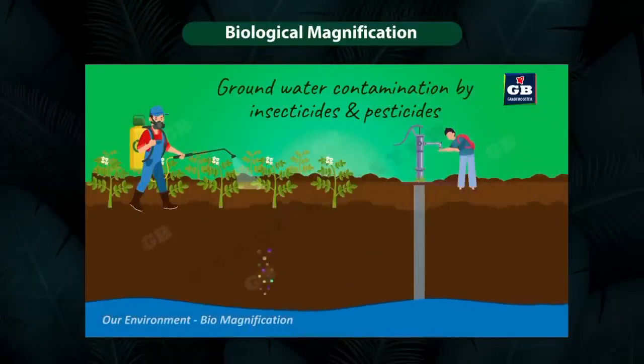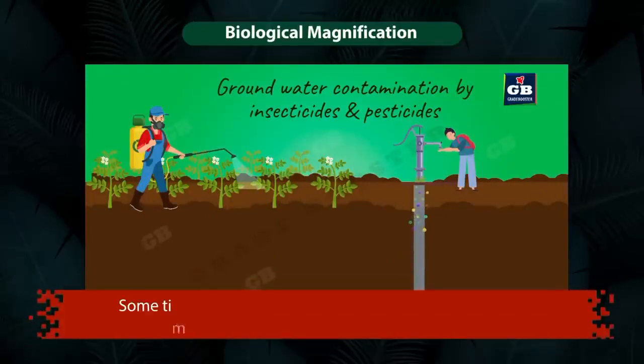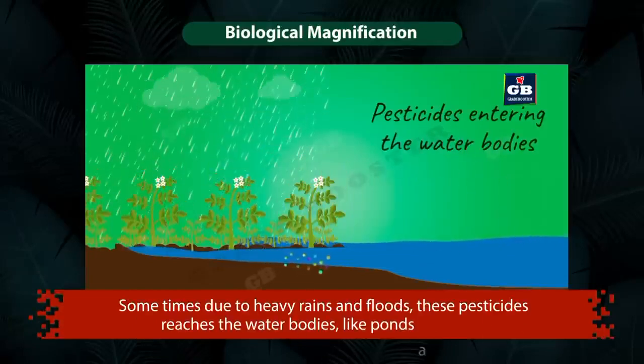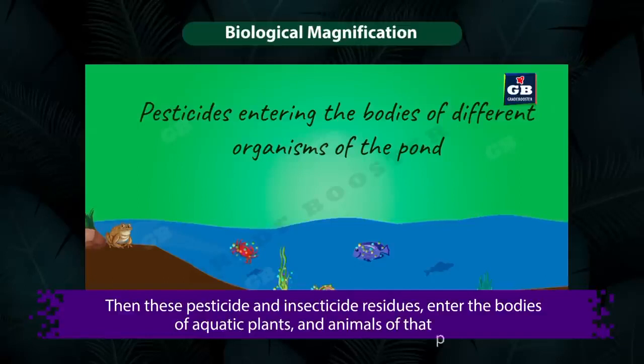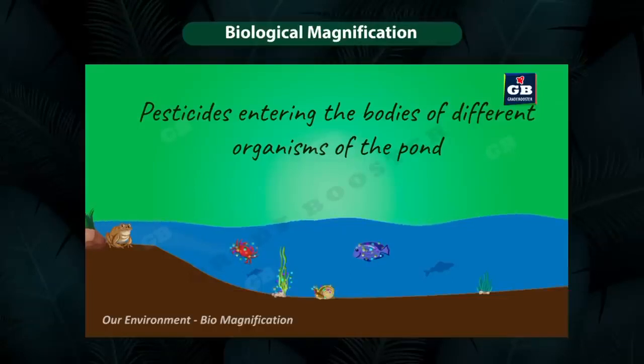Sometimes the pesticides that are mixed in the soil seep down and contaminate the groundwater. Sometimes due to heavy rains and floods, these pesticides reach the water bodies like ponds and rivers. Then these pesticide and insecticide residues enter the bodies of aquatic plants and animals of that pond. In this way, these chemical pesticides and insecticides enter the food chains.